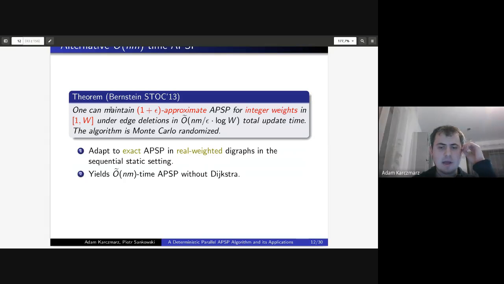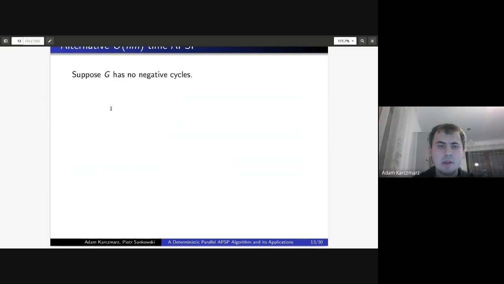That's one thing. And what is more important, the algorithm runs in almost nm polylog n time without ever running Dijkstra. So it has some potential to be parallelized. And another nice thing is that it does not require an explicit step that reduces the problem to the non-negative case, like in Johnson's algorithm. Okay, so let us first assume that G has no negative cycles.